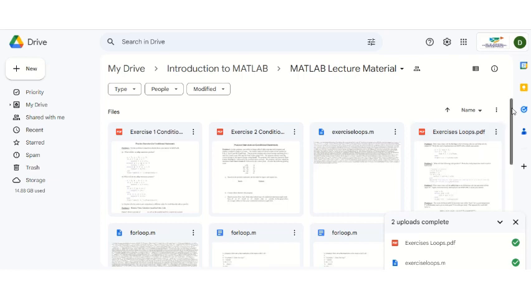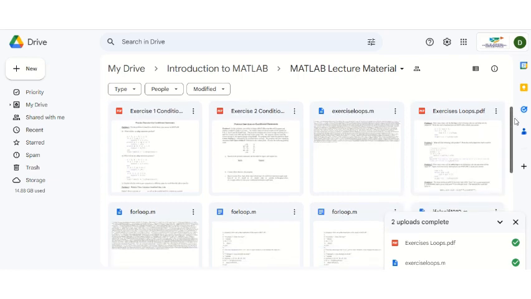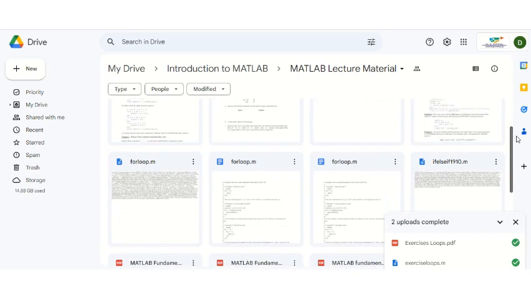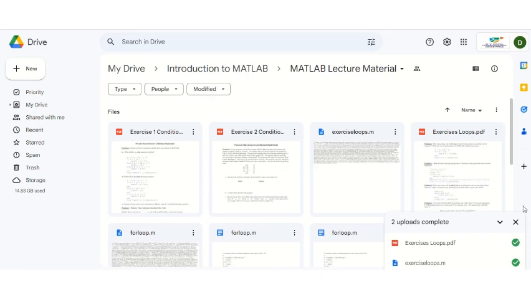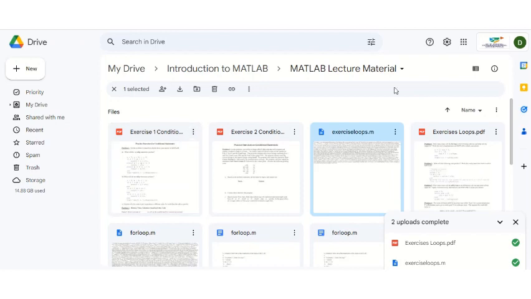In the lecture material, I have uploaded two files: exercises loops PDF and exercises loops .m file. See here, sir, exercises loops PDF, exercises loops.m. This is the file, okay. Download those two files.